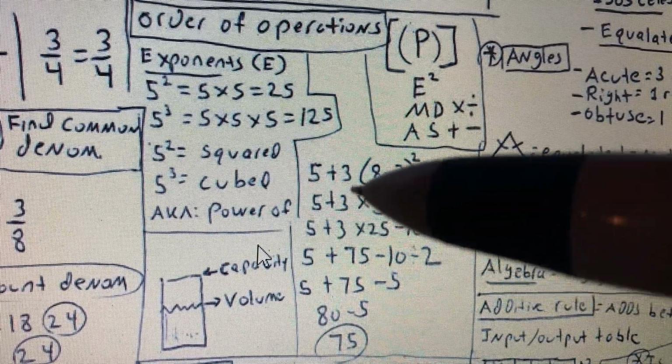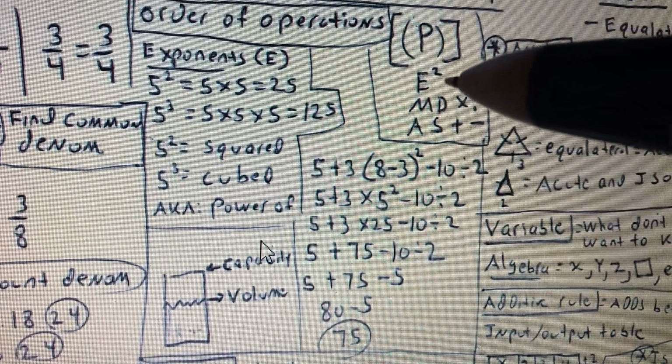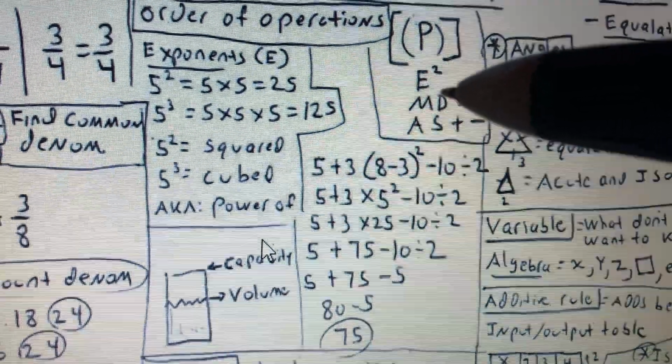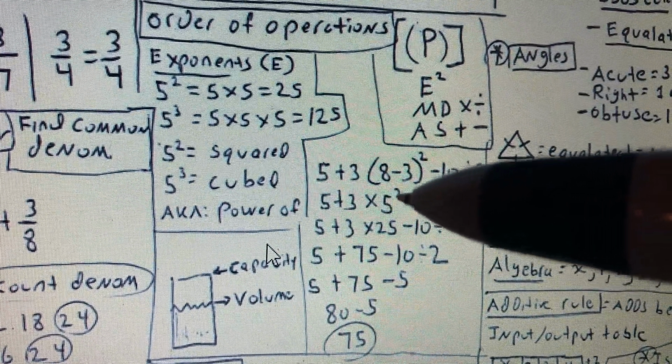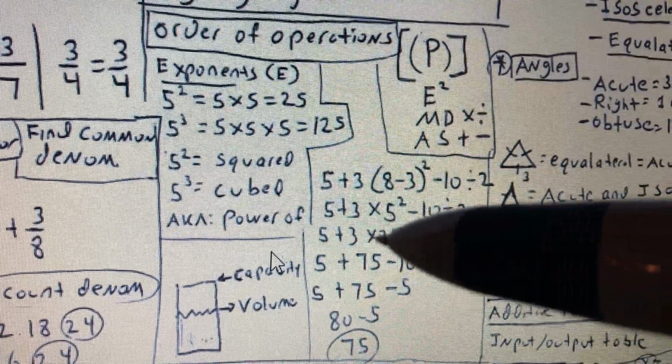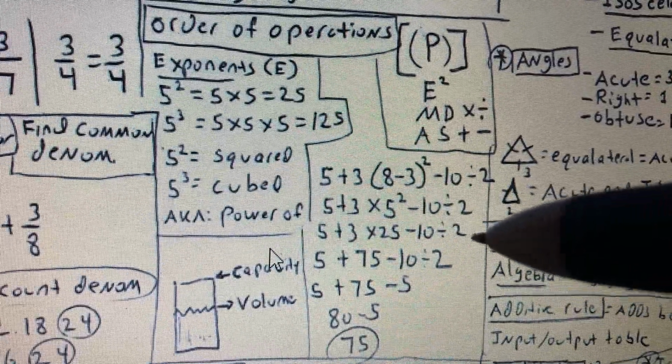You cannot add 5 plus 3 first, remember? Do the E now. That's why I don't teach grammar. 5 times 5 is 25. So now you bring it all down, except what you just did. 5 plus 3 times 25 minus 10 divided by 2.